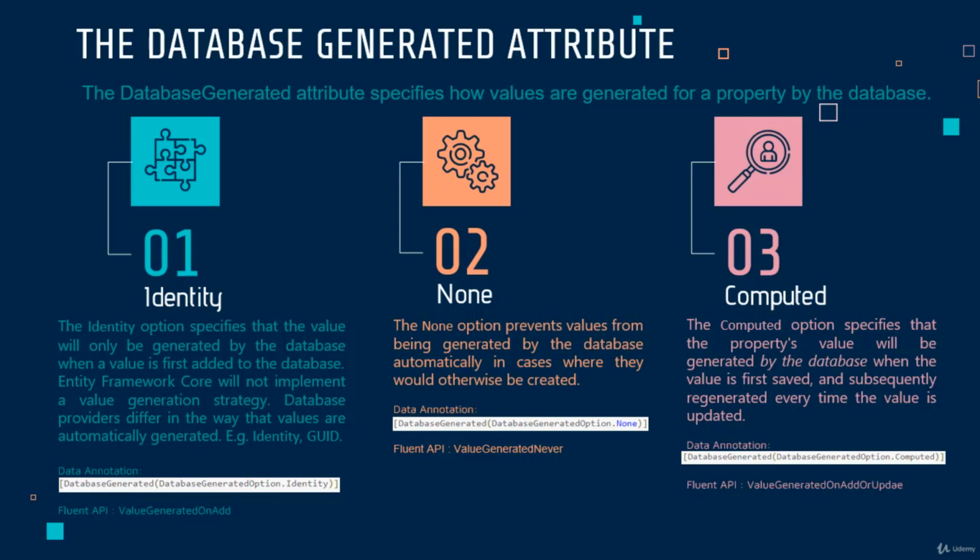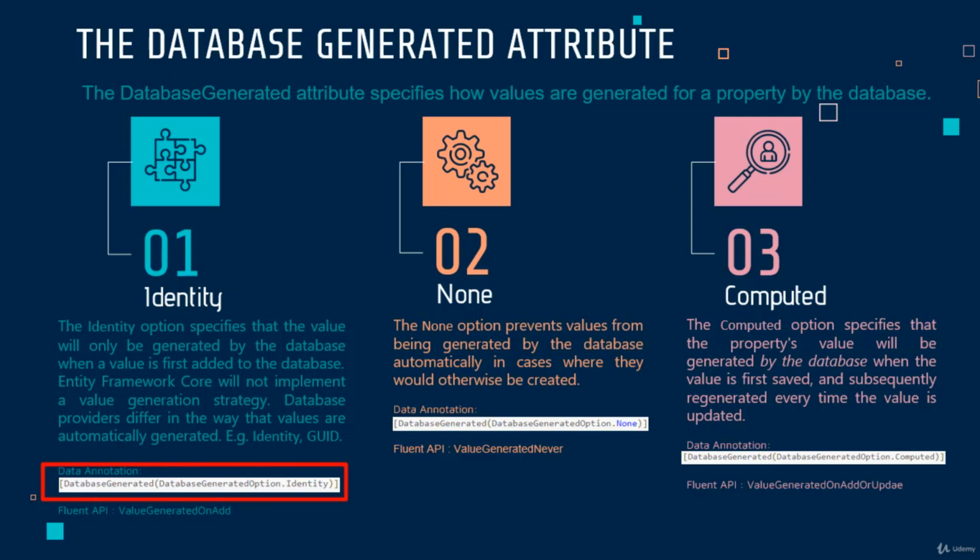First is the identity, and that is what we have used so far. When you specify the key attribute on an integer, this is the default option. The identity option specifies that the value will only be generated by the database when a value is first added to the database. Entity Framework Core will not implement a value generation strategy. Database providers differ in the way the values are automatically generated, like identity, GUID, and so on.